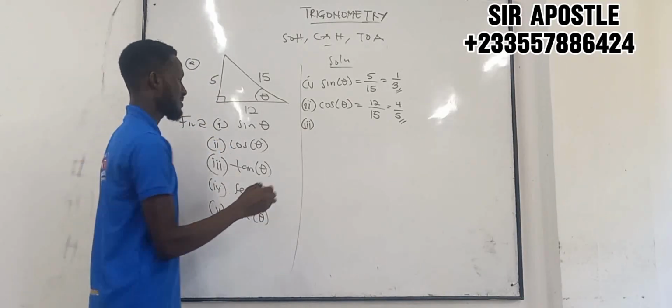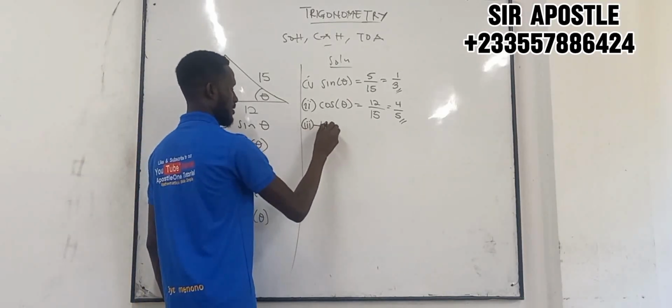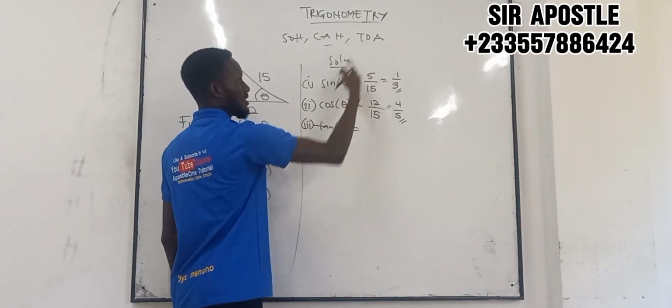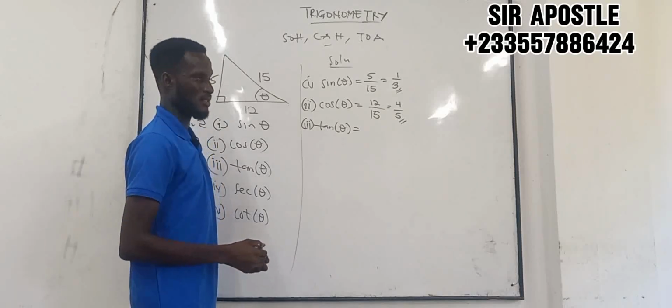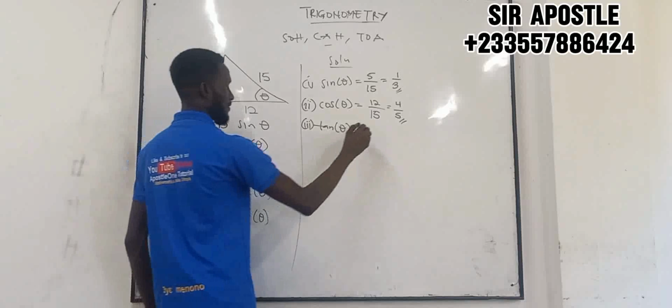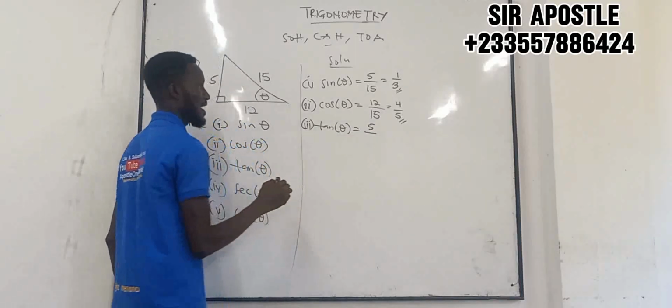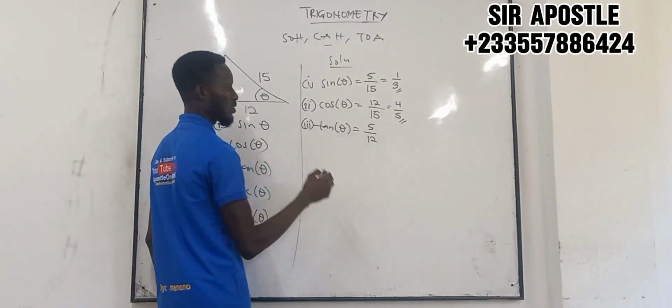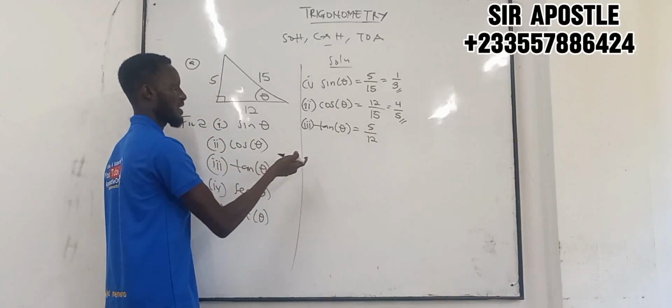The third one is tan theta. Now tan is TOA. TOA is opposite over adjacent. What is the opposite? The opposite is 5. And what is the adjacent? The adjacent is 12. No number can go into 5 and 12, so we leave it like that.